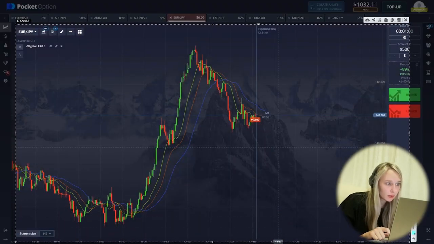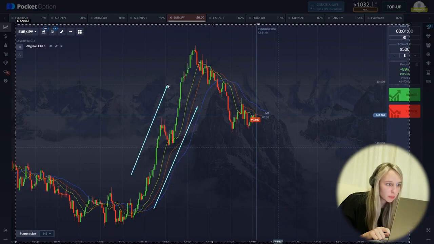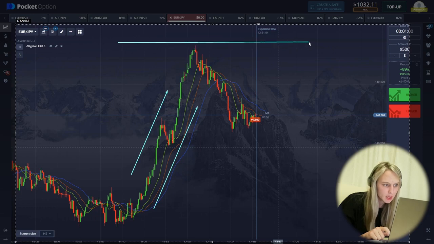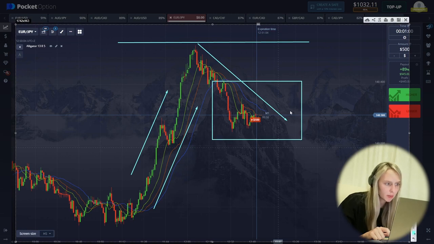I think opening a deal should be done on sales. Let me explain the principle of entry. We will open deals on rollbacks. Previously we see an upward direction, then we worked out the resistance area, and the movement went down. Now let's analyze this area.